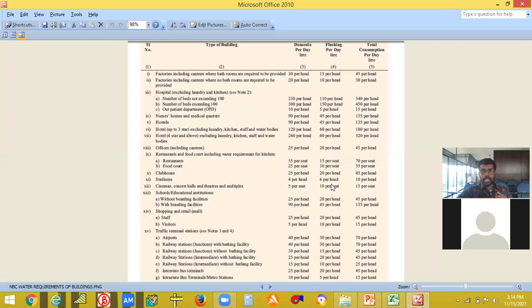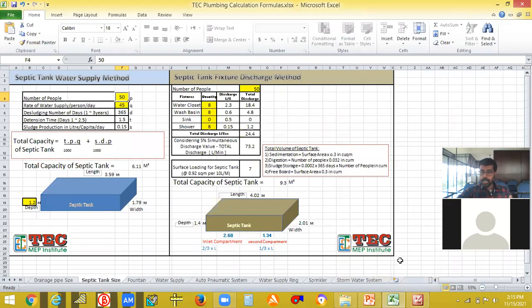For example, if your project is a hospital, you can choose the number of beds not exceeding 100. If the number of beds is less than 100, the flushing per day is 110. According to NBC, it is 110 per head. So if it is a hospital of less than 100 beds, you have to give the rate of water supply per person per day as 110.